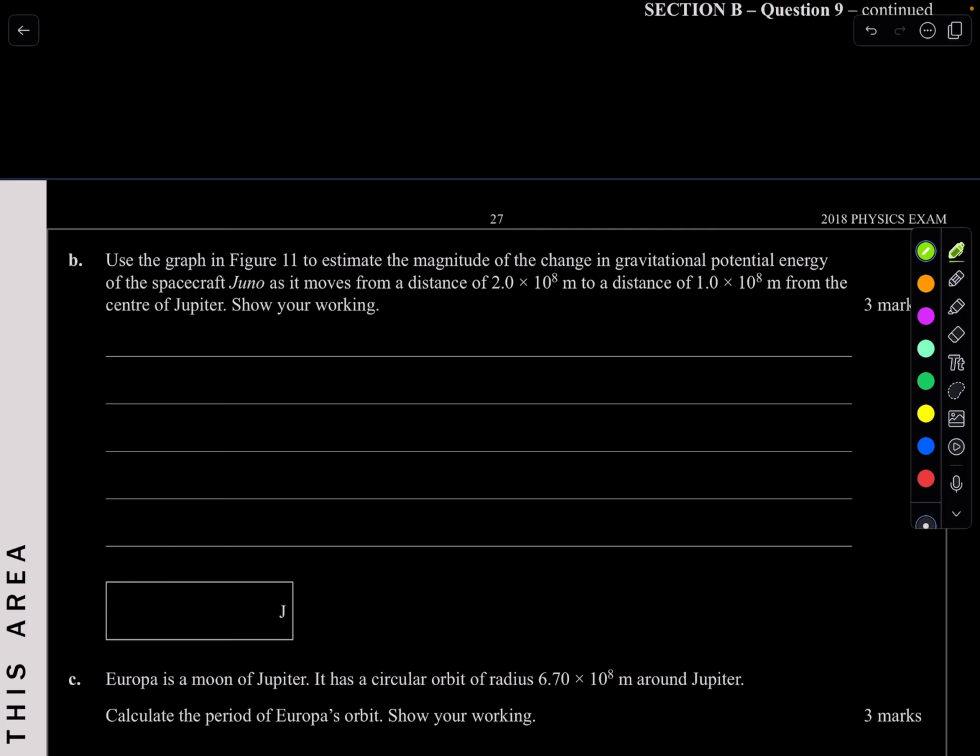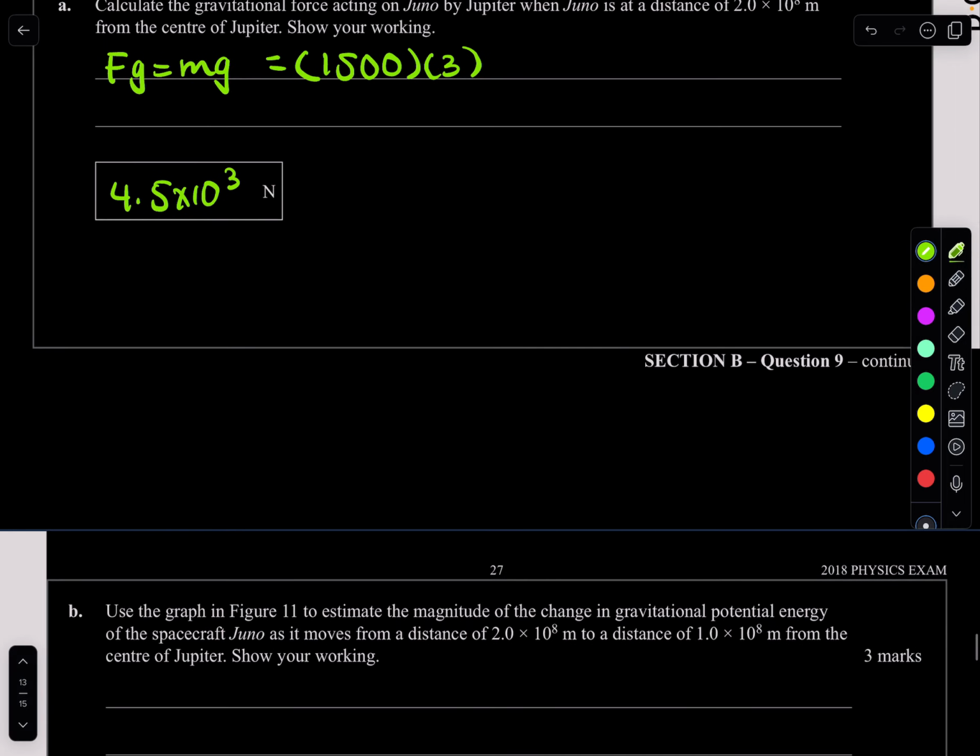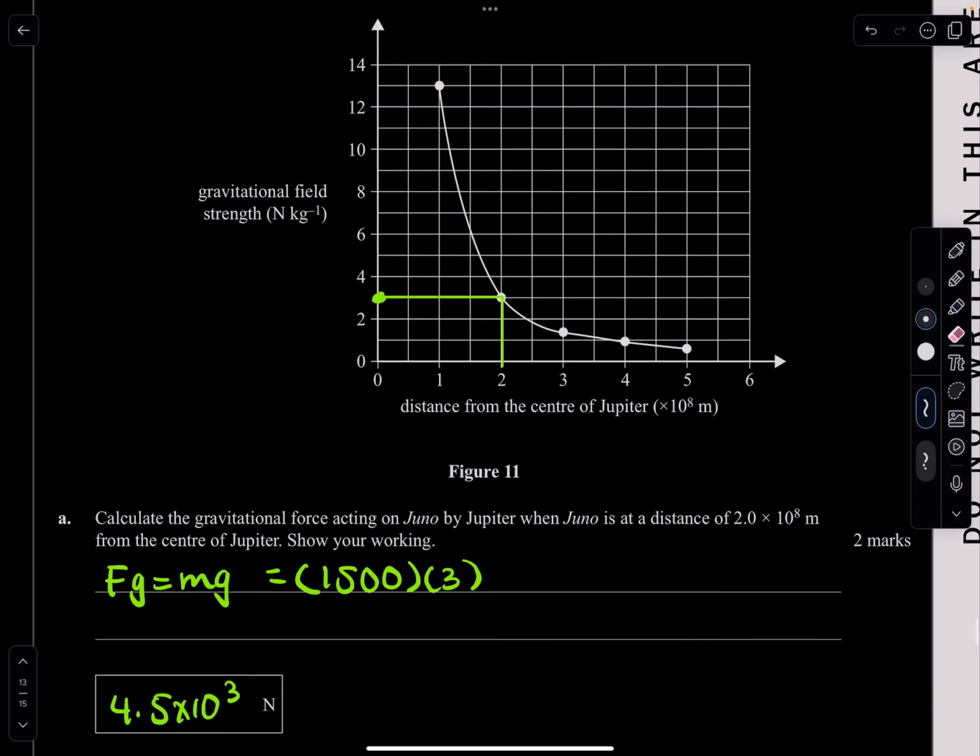to a distance of 1.0 times 10 to the power of 8 from the center of Jupiter. So we're going from 2 to 1. So imagine 2 to 1. That's easy. Remember, when you're using gravitational field strength versus distance, you're going to have to calculate the area under the graph at those positions, and multiply by the mass to get the energy, or the change in gravitational potential energy. To do that, we're just going to have a look at 1 square. What is the area of 1 square?